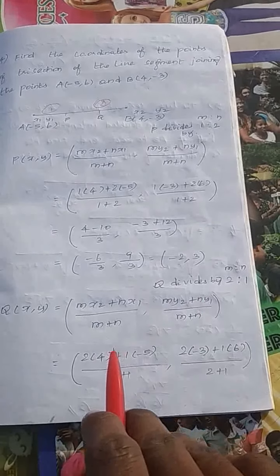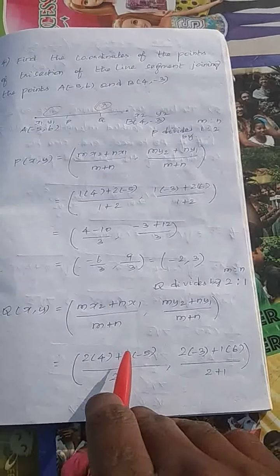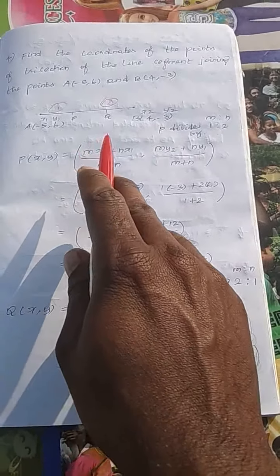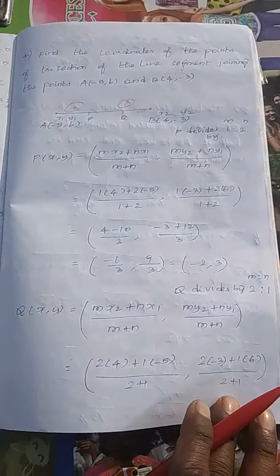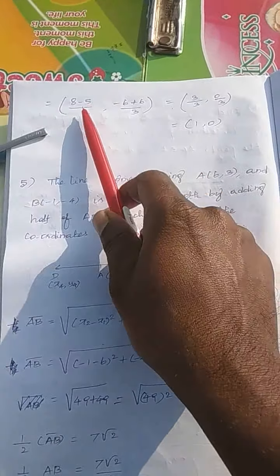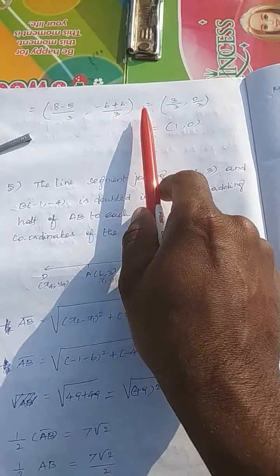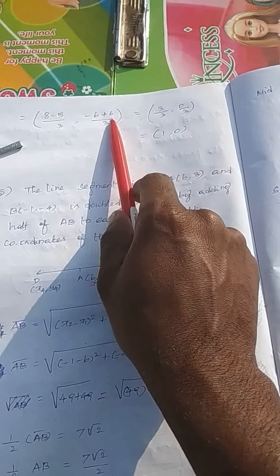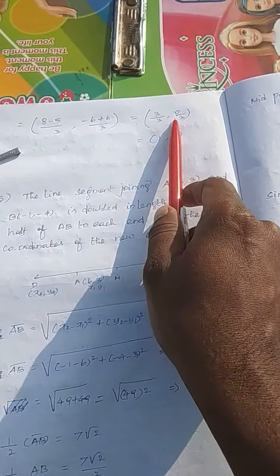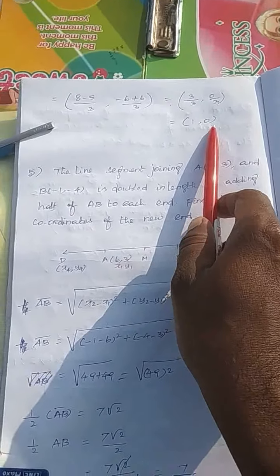Substitute all the values in this formula. M equal to 2, N equal to 1, x2 x1 as it is, y1 y2 also as it is. Now 8 comma minus 5 divided by 3 comma minus 6 comma plus 6 by 3. So 8 comma 5 equal to 3 by 3, minus 6 comma 6 equal to 0, 0 by 3 equal to 0, because 0 by any number is 0. So 3 by 3 is 1. So 1 comma 0 is your final answer.